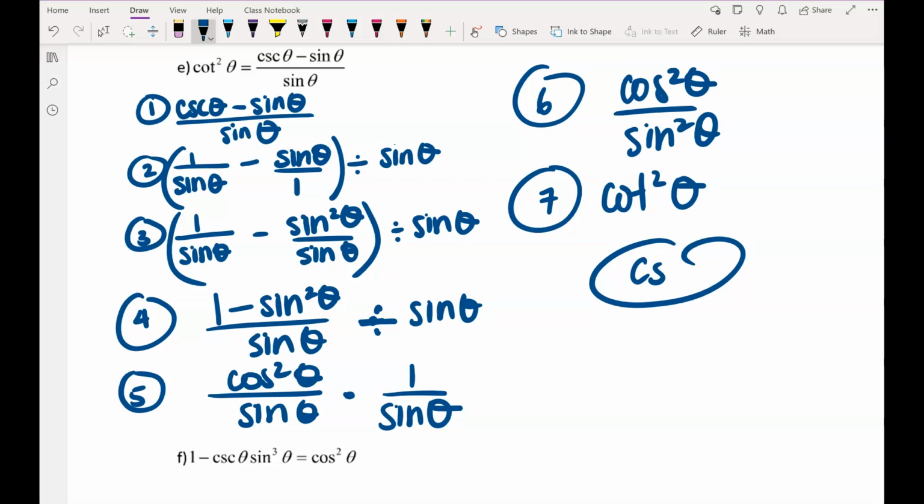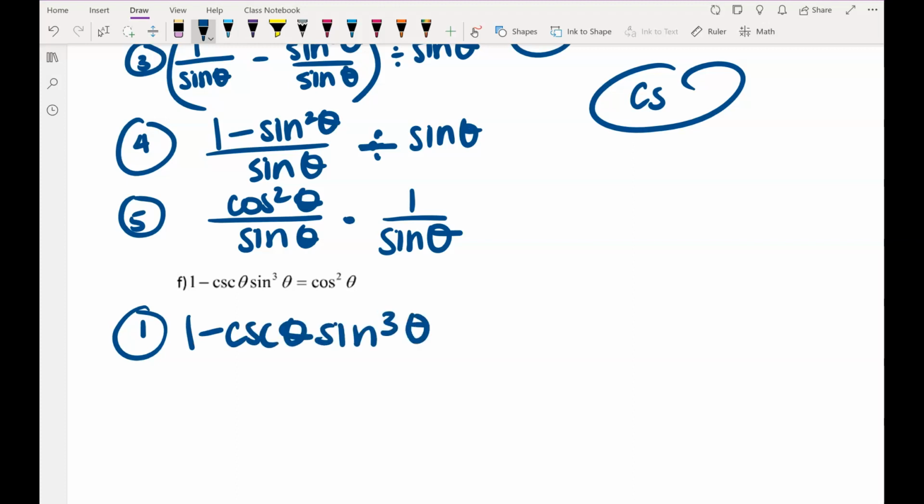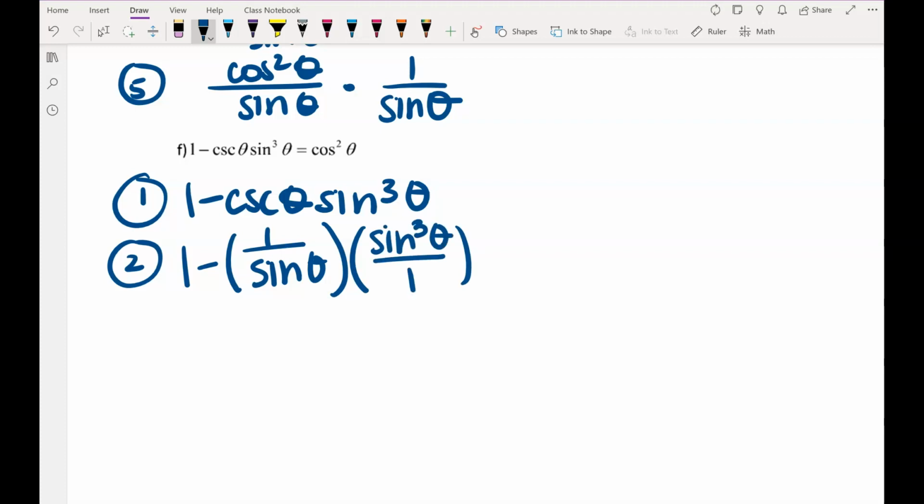All right, do F. Is F easy or hard? Easy? Okay. Which side, left or right? Left? Okay. So Rachel, want to give it a shot? Sure. I just chose the left side. And so I turned cosecant into 1 over sine theta. So this is 1 over, like that? Mm-hmm. Okay. And then this stays sine cubed theta, over 1. Okay, yeah, I would do the same.